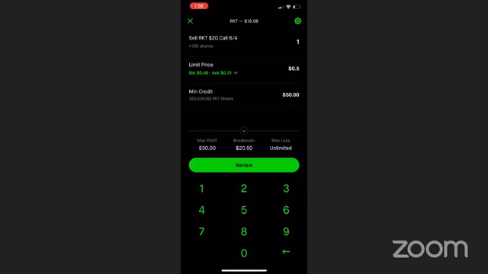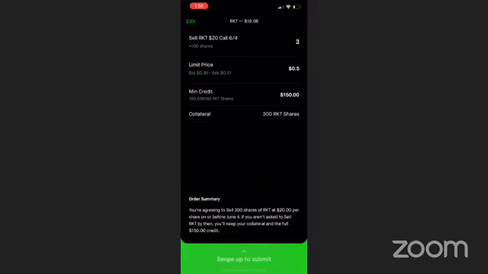I can sell 3 contracts, right? Because I got 350 shares, right? And I hit review. Look at the bottom. It says you're agreeing to sell 300 shares of Rocket at $20 per share on or before June 4th. If you aren't asked to sell Rocket by then, you'll keep your collateral and the $150, right? But the reality is I'm going to keep the $150 regardless. If they exercise or not, the $150 is mine.